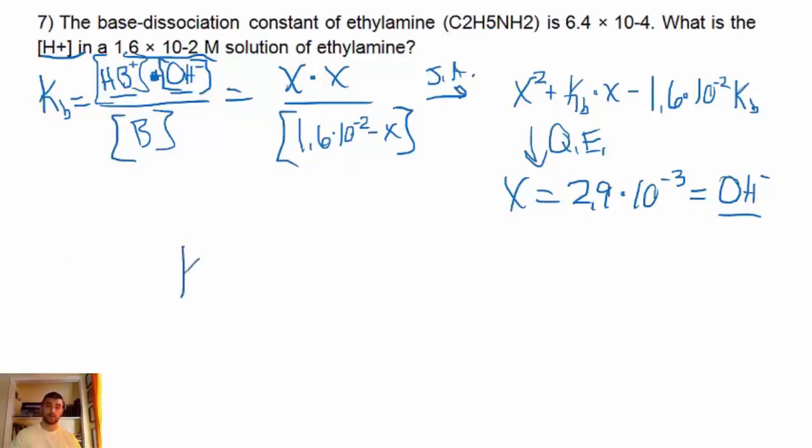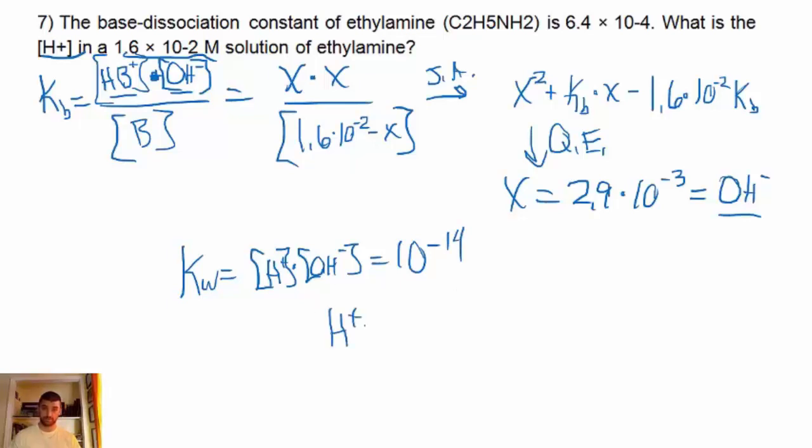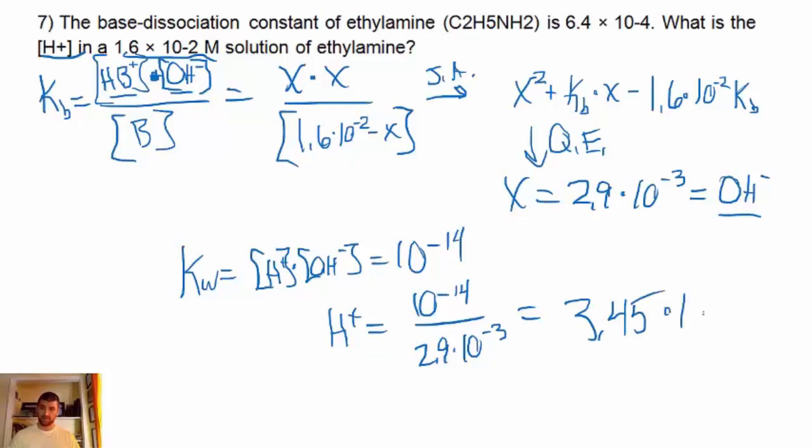Well, I know that Kw equals the H plus concentration times the OH minus concentration, and that has to equal 10 to the minus 14. So again, I rearrange to solve for H plus equals 10 to the minus 14 all over that 2.9 times 10 to the minus 3, which equals 3.45 times 10 to the minus 12. That's my final answer. And that's it. See you in class.